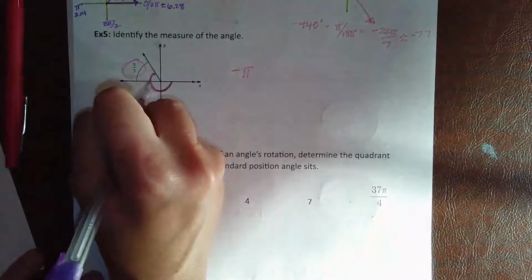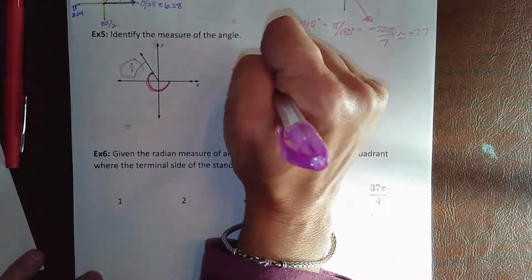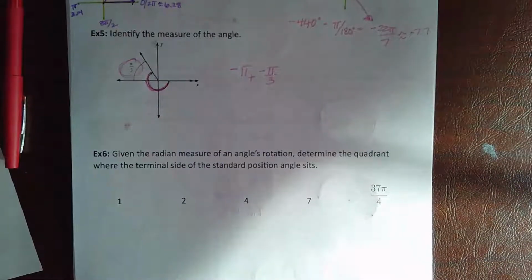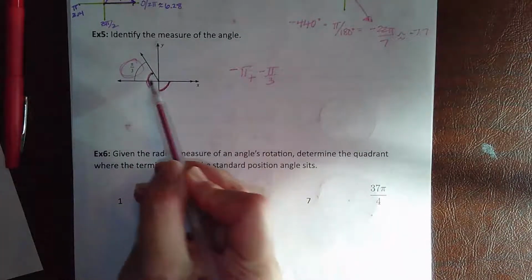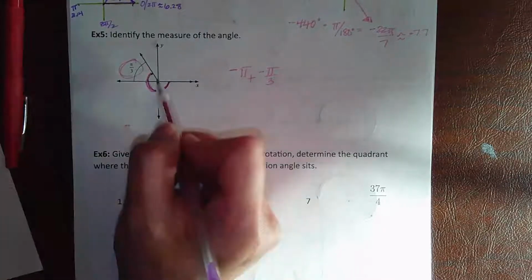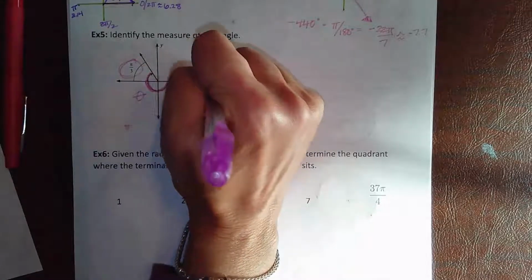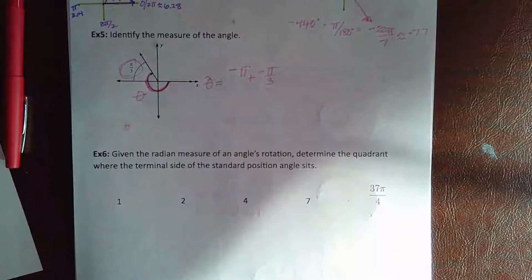And then I went backwards pi, and then I went backwards pi over 3. So really what I'm doing is I'm taking negative pi, and I'm going to add negative pi over 3. And that would land me at this complete angle. So this angle would equal whatever negative pi plus negative pi over 3 would be.